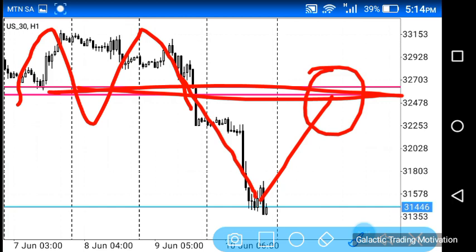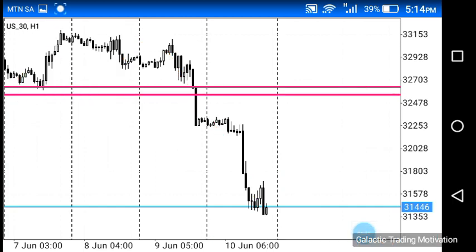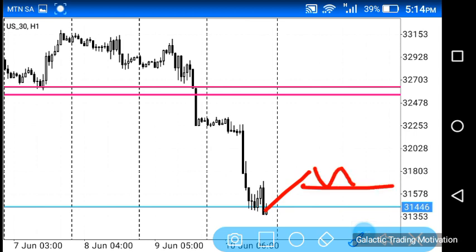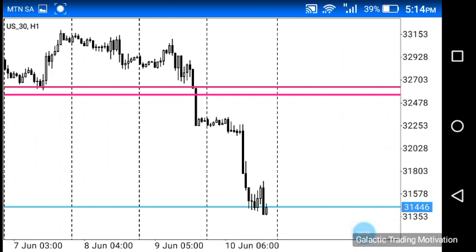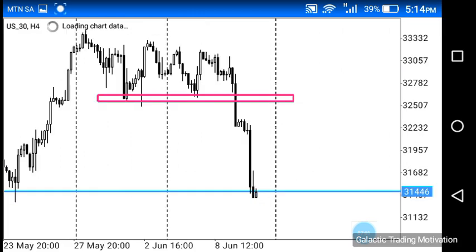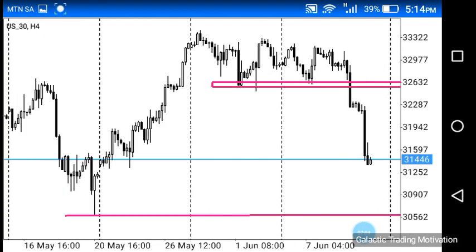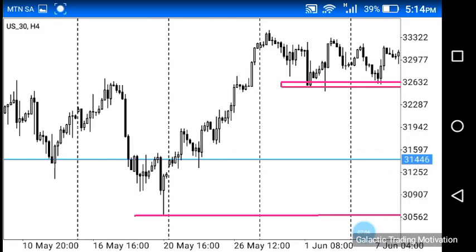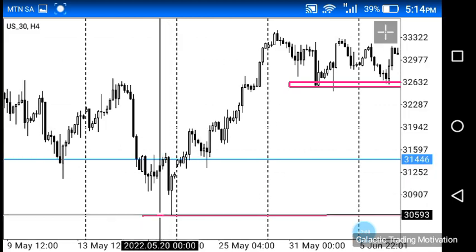If it does happen, we will look for selling opportunities, or price should in the next day at least come to this level, form a small M formation, break the neckline, come back to retest it, and this is where we would look for further selling opportunities to that level that I spoke about, which is this level over here, where we have all that liquidity sitting.